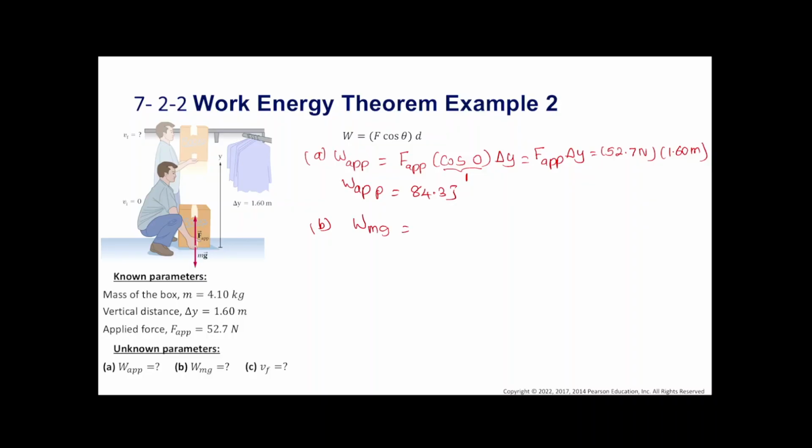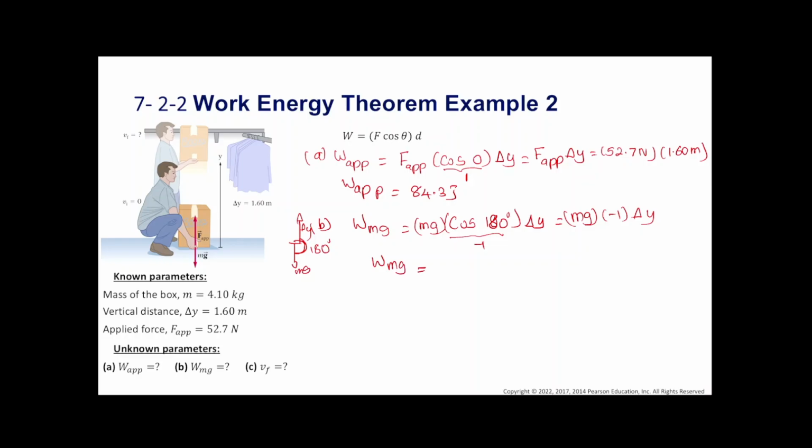Now in part B we need to find the work done by gravity, which is W mg. Again it is F cos theta times d. Now the force is mg, and what is the angle? mg is downward and the motion is upward. So mg is downward but the displacement is upward. Therefore the angle is 180 degrees, and d is delta y. Now cos 180 is minus 1. Therefore it is mg times minus 1 times delta y.